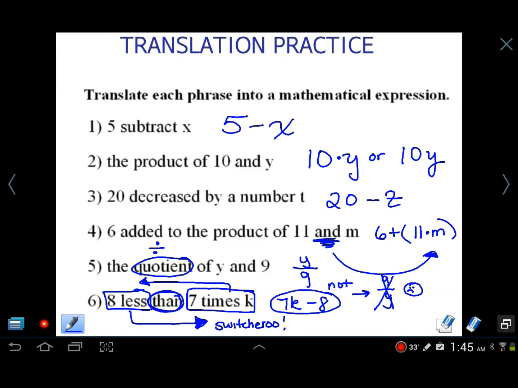It's okay if you don't have them exactly like me. For some of them, order does matter. For instance, 5 minus x, you better have it like that. Same thing with number 3. Should be written like that. For this one, I put parentheses in there.